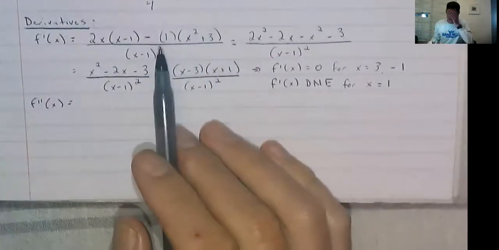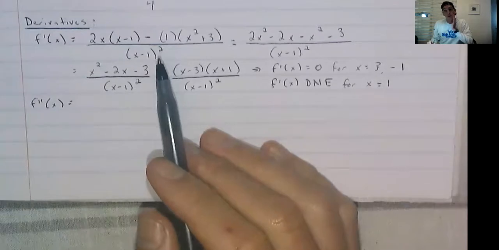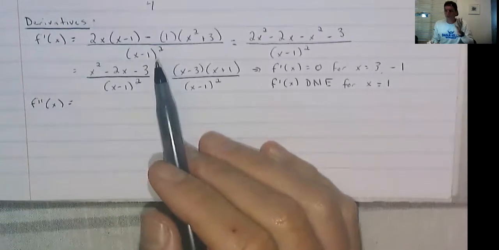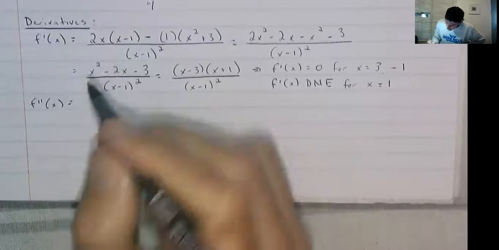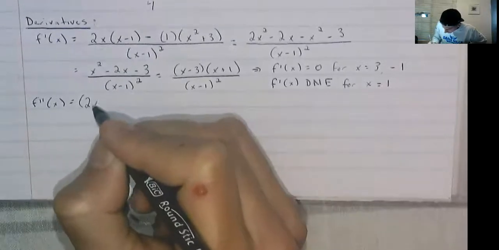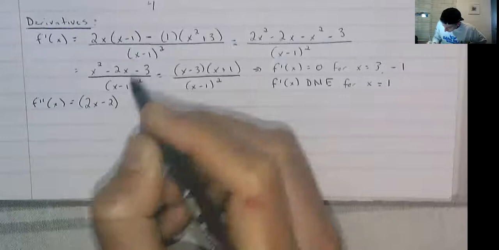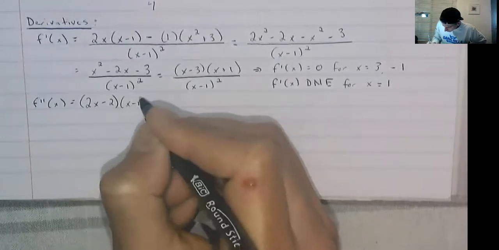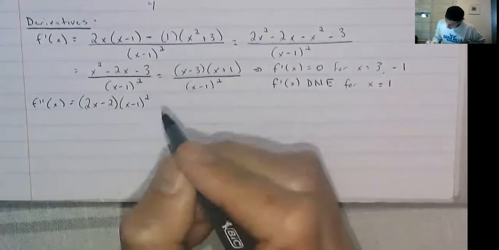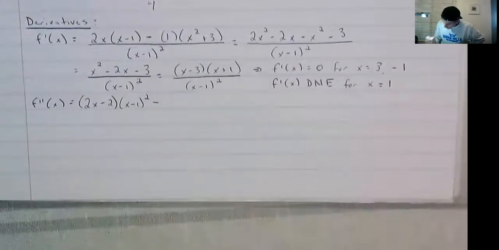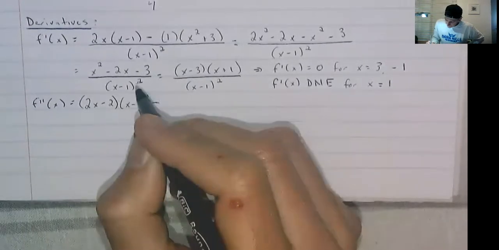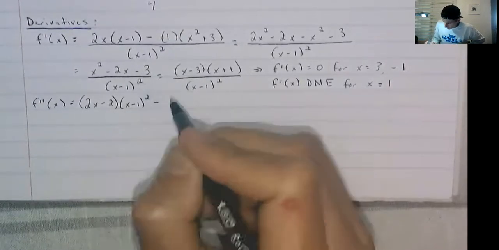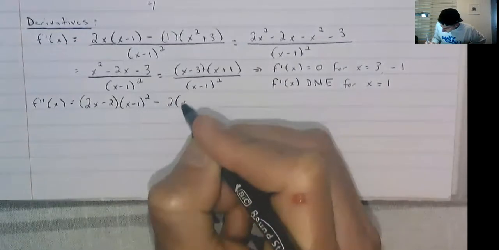So we're going to again do the, how shall we say, quotient rule. There we go. So the derivative of the numerator, which is going to be 2x minus 2, times the denominator, which is x minus 1 squared, minus the derivative of the denominator, which is going to be 2 times x minus 1.